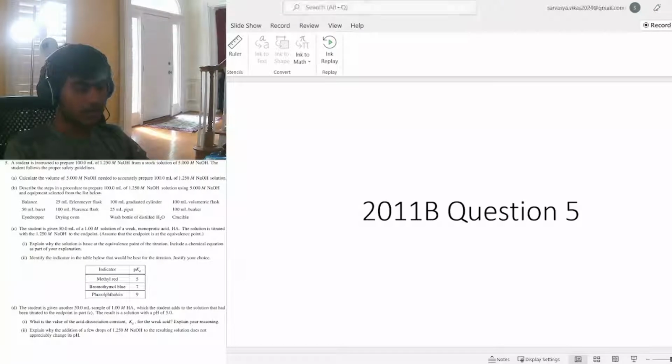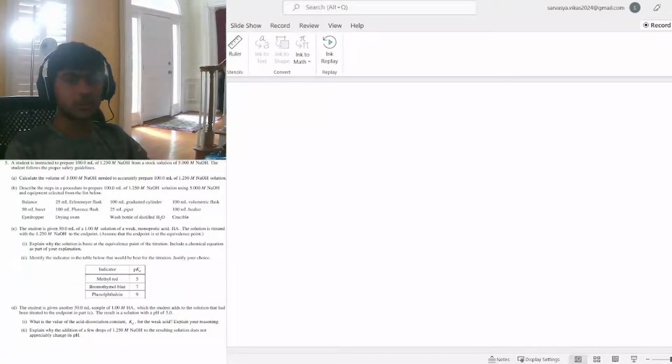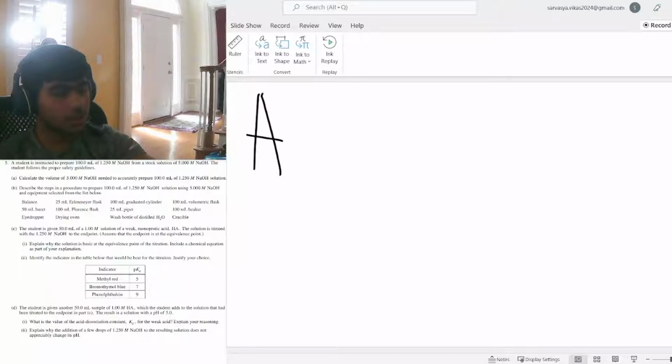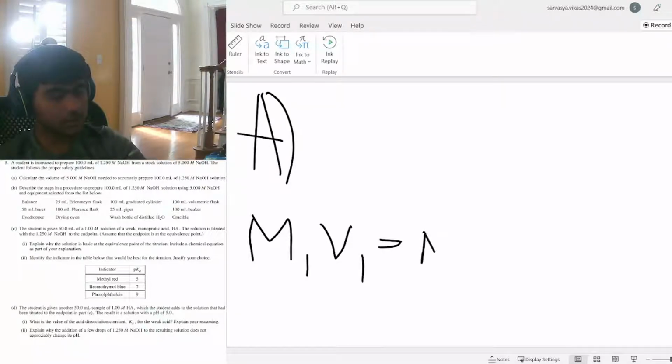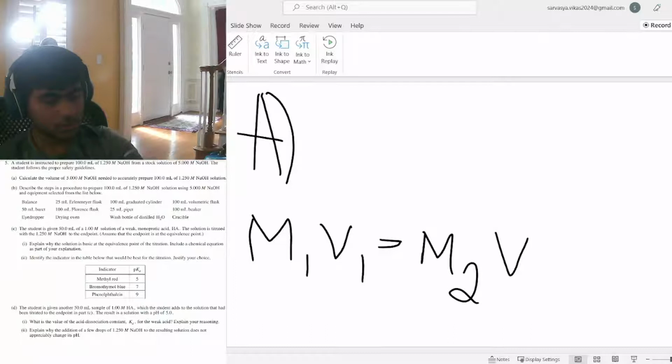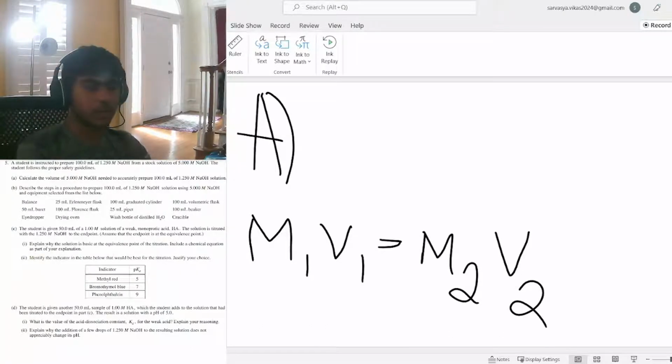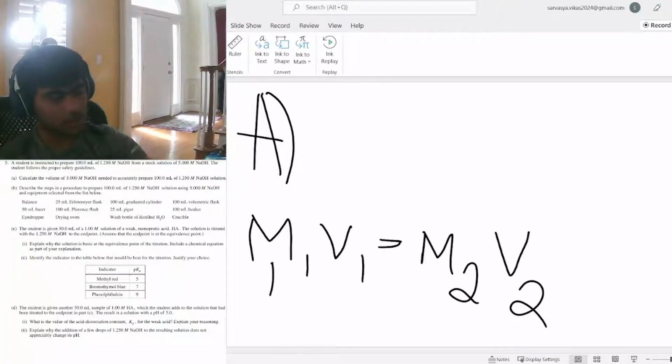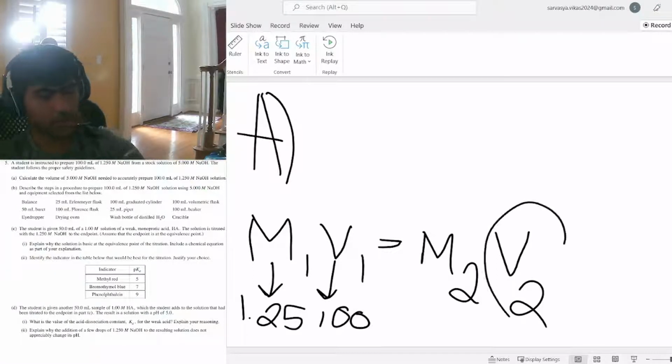Alright, so this seems like it's going to be a question on dilution. So let's think about this using the dilution equation. The dilution equation is M1 V1 equals M2 V2. Here for our first molarity, we can put the final, which is 1.25. And here we have the 100. We're putting this in milliliters since we're also going to get this volume in milliliters.